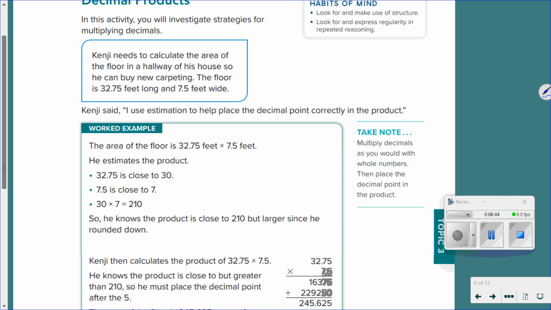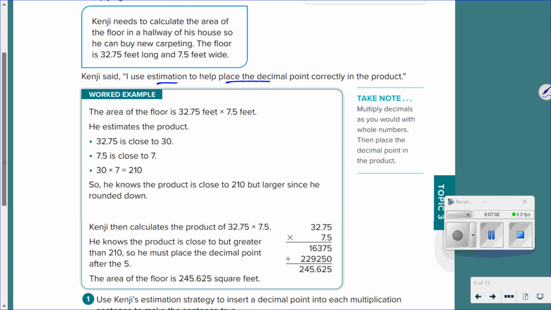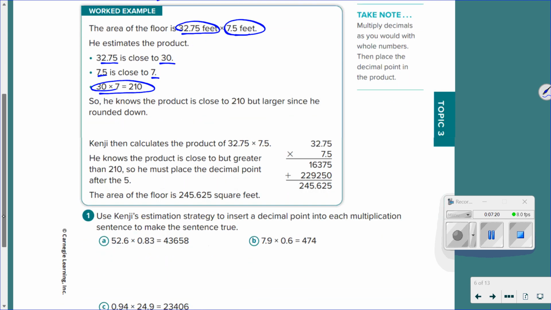Okay, guys. We're going to talk about a strategy. Kenji says, I use estimation to help place the decimal point correctly in the product, which can work. This is not the way I would do it. But again, estimation will help you understand if your answer is reasonable. So he says we've got the area of a floor is 32.75 feet by 7.5 feet. He estimates the products. 32.75 is close to 30. 7.5 is close to 7. When I multiply those, I get 210. So he knows the product is close to 210, but larger since he rounded down. So he multiplies the 2 numbers and he ignores the fact that decimals exist.